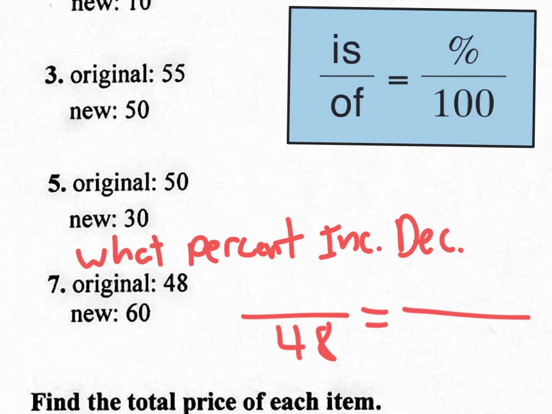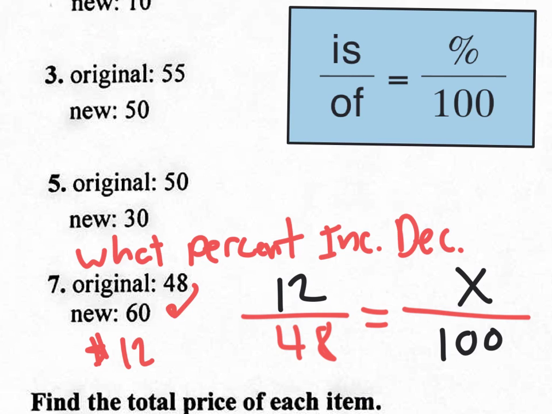Now, I'm looking for that increase, but not just in terms of dollars. How much was it from 48 to 60? It was a $12 increase. But they're not asking for the increase in dollars. They're saying what percent increase was it? So you have to go back to your notes, and you have to do the 100 and the what percent, which you don't know. That's what you're trying to find out. And we know that it increased by $12.